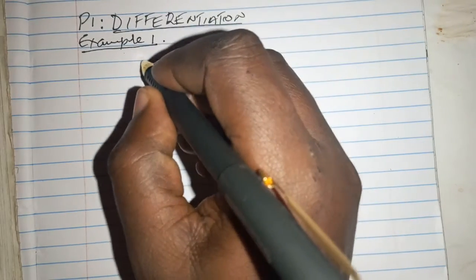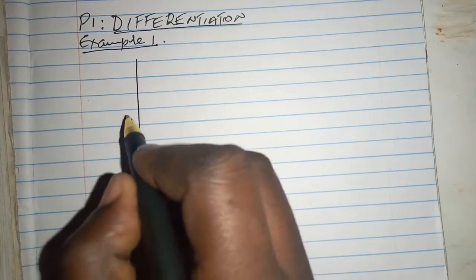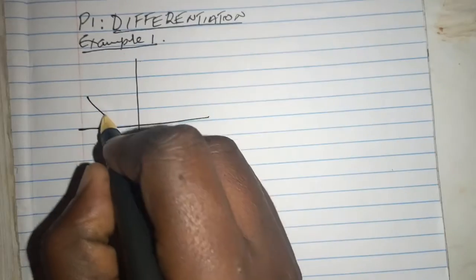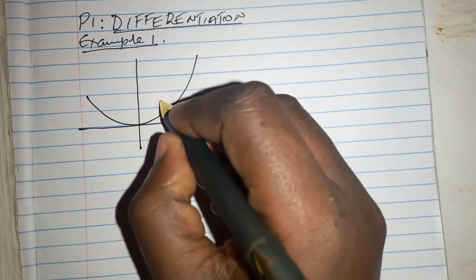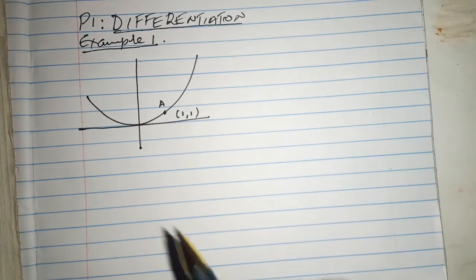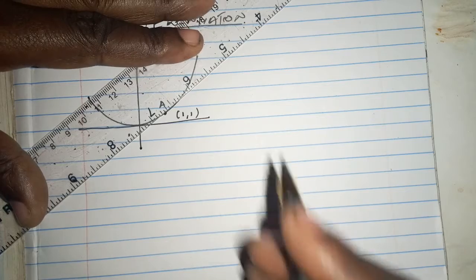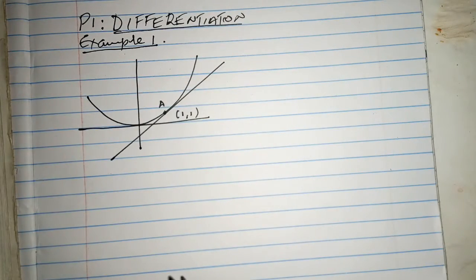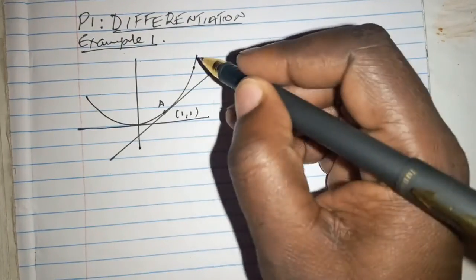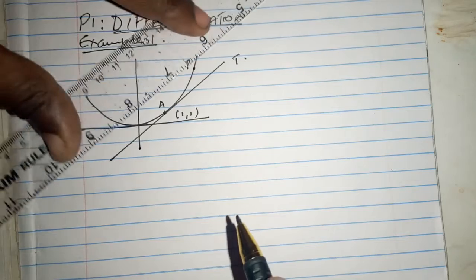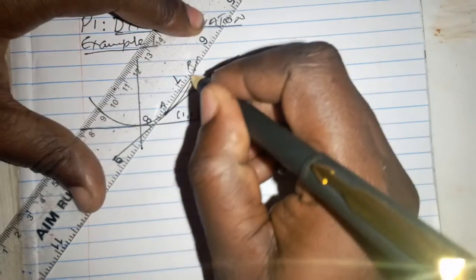And we are told that the diagram shows the curve with equation y equals x squared. The diagram looks like that. And we have a point A whose coordinates are 1, 1. At that point we have a tangent, and on that tangent T, we have another point P, which is joined to point A, which means a chord. That is a chord.